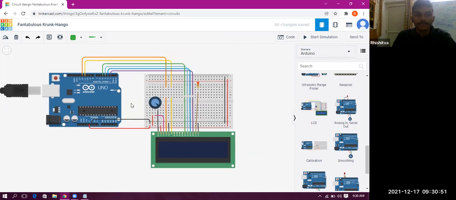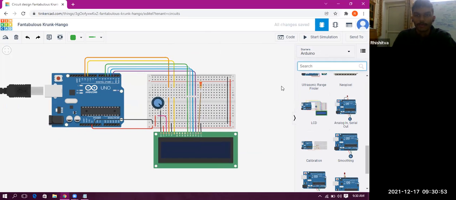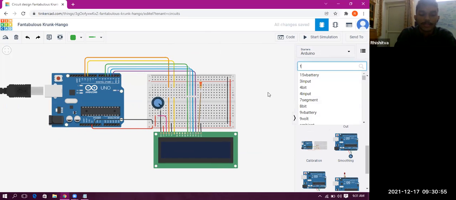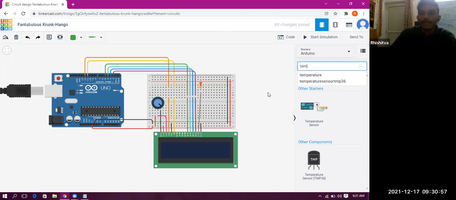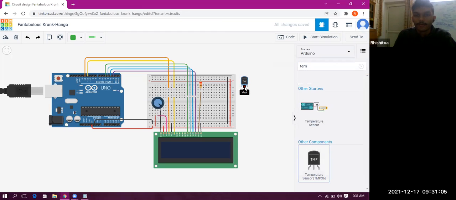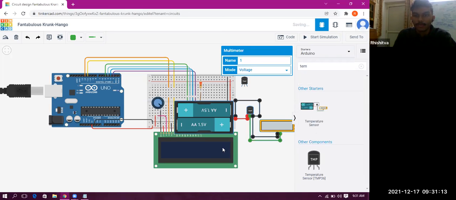Now what we have to do is simply add the temperature sensor module. In the search box you write TEMP. I have just written TEM, and it has automatically given me this. So you have to use this TMP36 module. This is a starter circuit, an already pre-made circuit, so we won't be using it. It gives a value in voltage. Let me just show you.